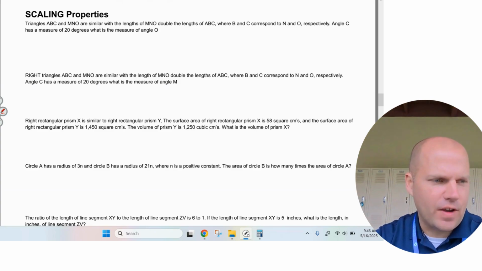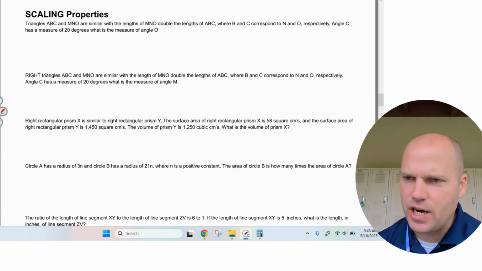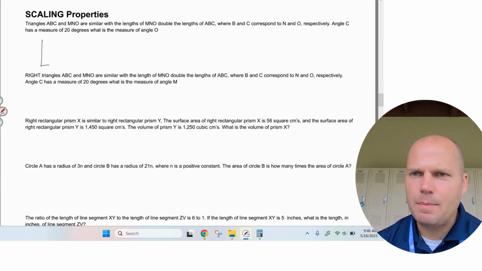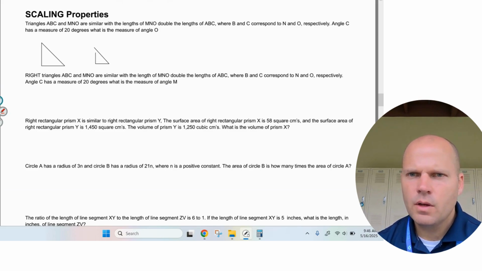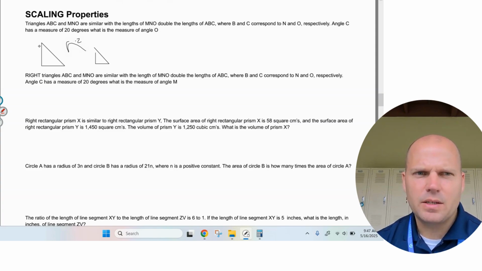All right, scaling is very, very important. Scaling is probably the most important thing you learn in geometry. A, B, C, similar to M, N, O, with the lengths of M, N, O double. Okay, so this is M, N, O, where B and C correspond to N and O.